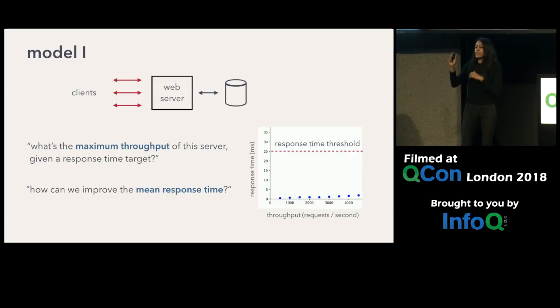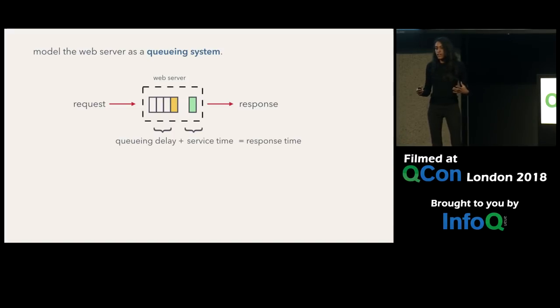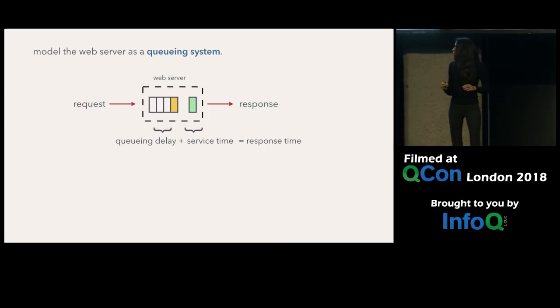Specifically, we're going to model this server as a queuing system. The way this works is requests come in at some arrival rate. If the server is free, the request is immediately processed. If the server is busy processing other requests, the requests queue. Now, the time they spend in the queue is called the queuing delay or the waiting time. We'll be using the term queuing delay today. Finally, when the server is free, it picks off a request from the queue and processes it. The time the server takes to do this is the service time. And finally, a response is sent.